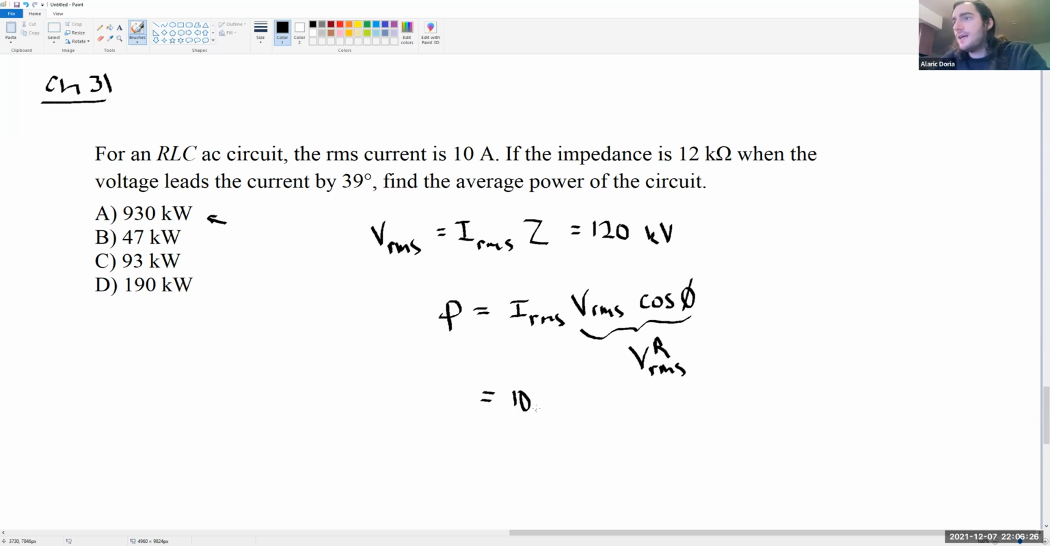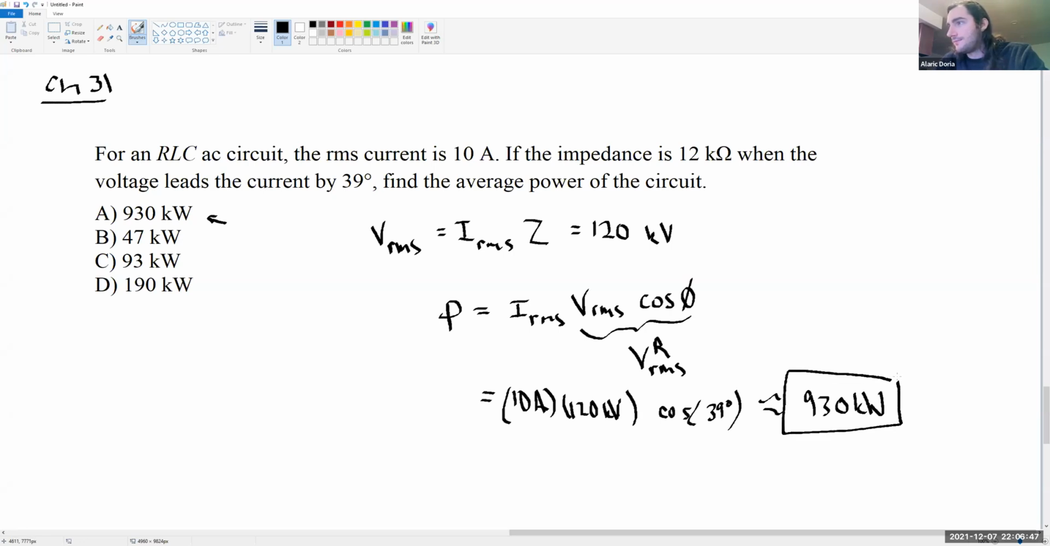So we have 10 amps RMS. We have 120 kilovolts RMS. And we have cosine of 39 degrees. I don't know it off the top of my head. But when we crunch these numbers here, we end up with 930 kilowatts.